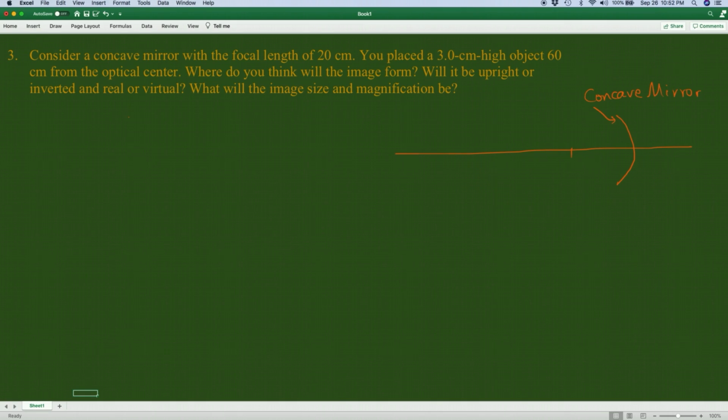That means the distance between the optical center and the focal point is 20 centimeters. And an object is placed at 60 centimeters from the optical center. So our S, which is the object distance, is 60 centimeters. And also given is the height of the object, which is 3 centimeters. We want to find where the image is formed, so we want to find S prime. We can use the mirror equation.